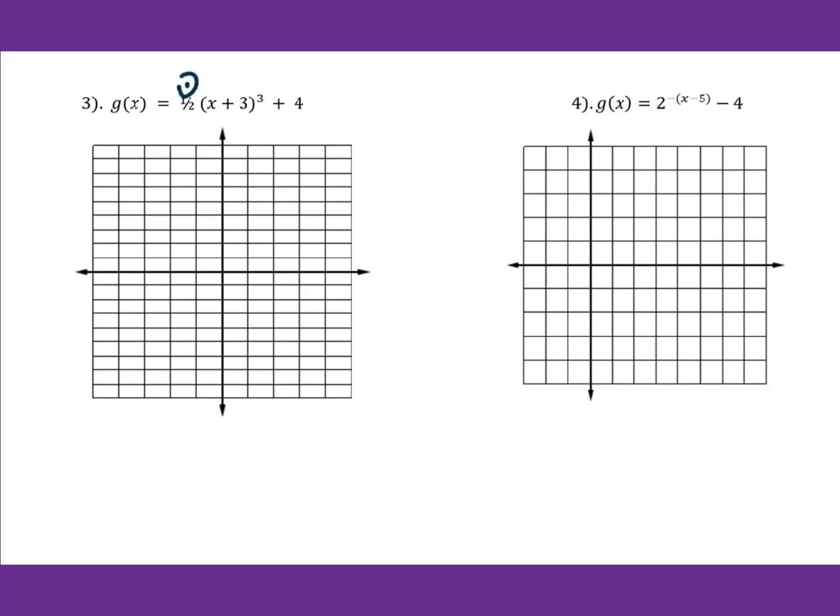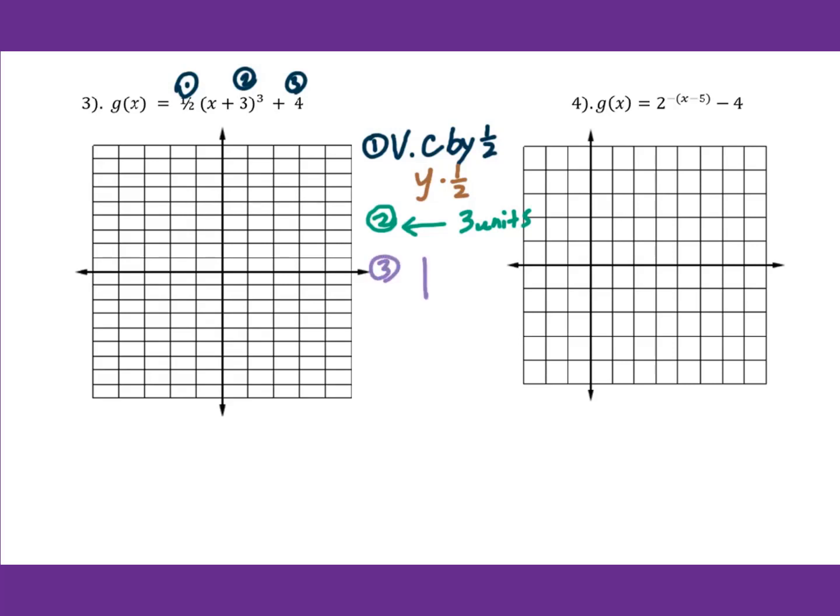Transformation will be 1, 2, 3 steps. First step, that's vertically compressed by a factor of 1 over 2, which means your y coordinate divided by 2. Second step, let's move to the left 3 units. Third step, go up 4 units.